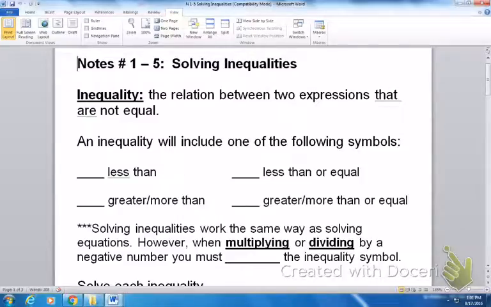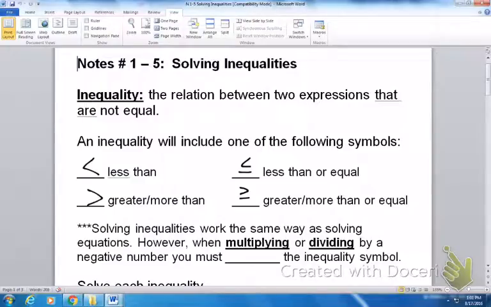It says an inequality will include one of the following symbols. You've seen these before, really not that hard to understand. We have the less than symbol and the greater than or more than symbol. Then you have the less than or equal to symbol and the greater than or equal to. So I could say, like, I have 5 apples, you have 5 or more apples, that would be greater than or equal to.